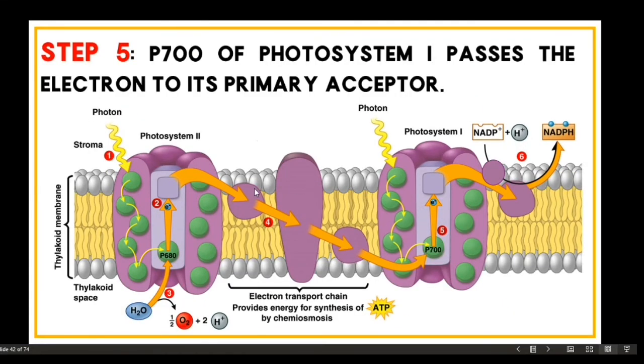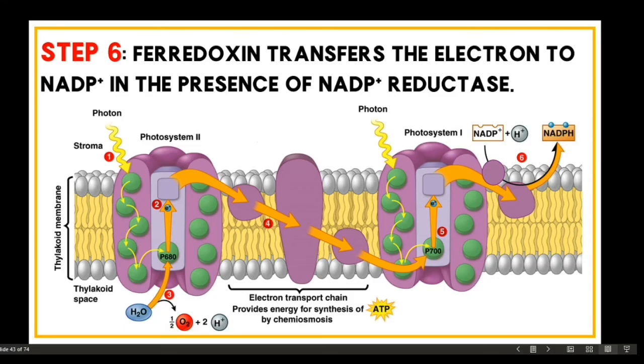Once it is re-energized, the P700 passes the electron to the primary electron acceptor of photosystem 1, which is called chlorophyll A sub 0, which is then transferred to another protein, the last protein of the electron transport chain, which is called ferredoxin. Now, ferredoxin transfers the electrons to NADP+ in the presence of the enzyme called NADP+ reductase to reduce NADP+ to NADPH. So the electrons are used to reduce NADP+ to make NADPH molecules in the stroma.